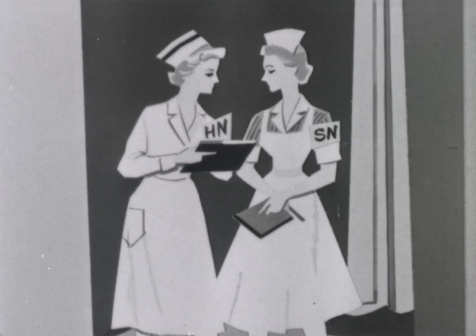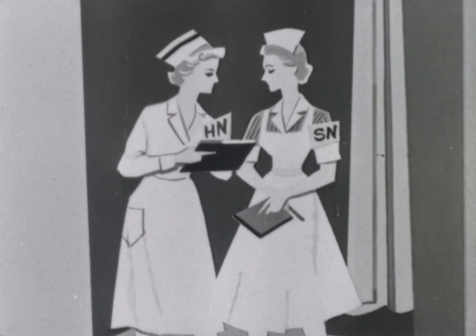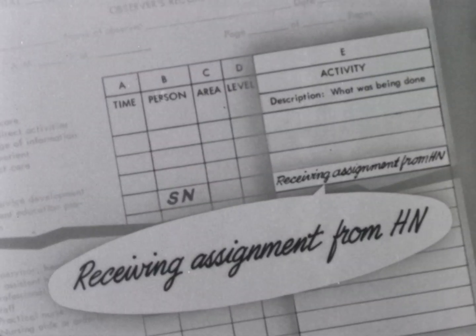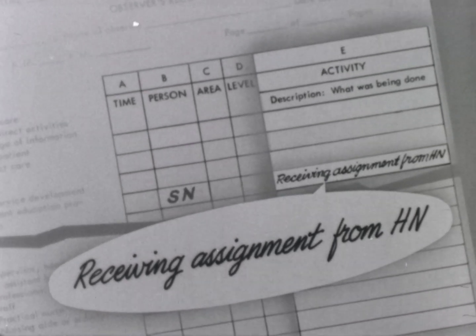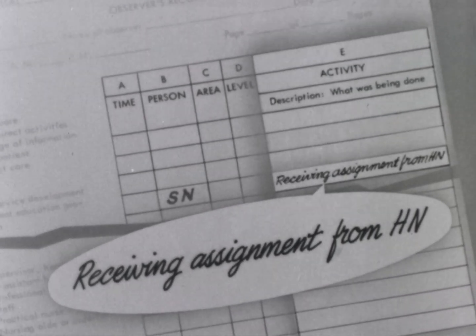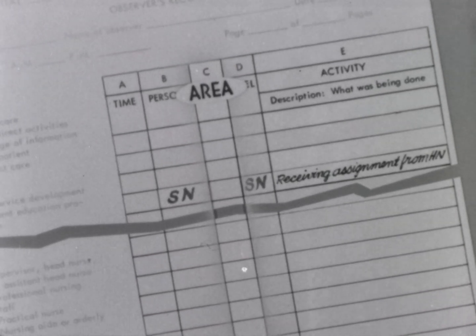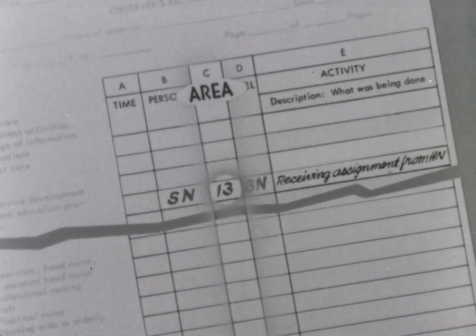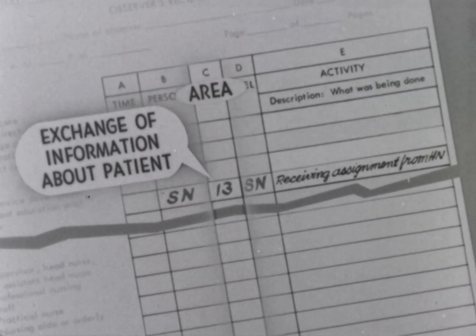Now let's assume we're recording the same activity, but in relation to the student nurse who is receiving the instructions. The activity is filled in column E, receiving assignment from head nurse. Then insert SN in column D, as this is a proper level of activity for a student nurse. In column C, area, write 13 again, as this is also an exchange of information about the patient.